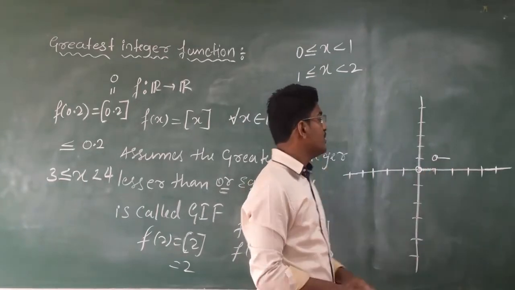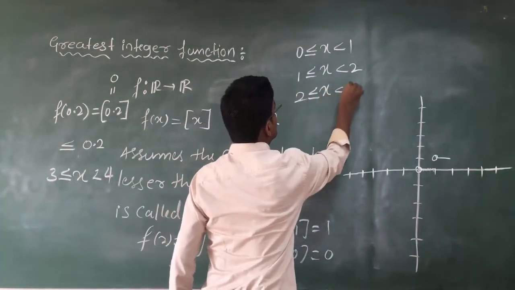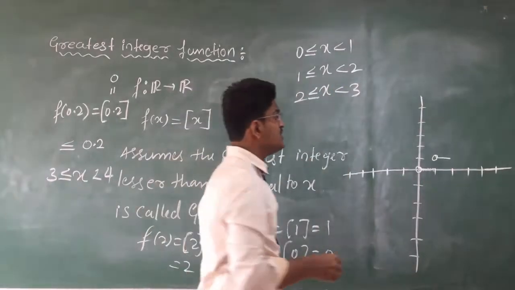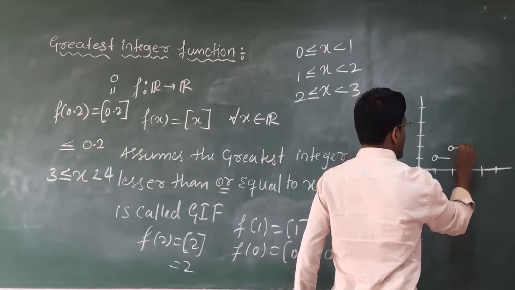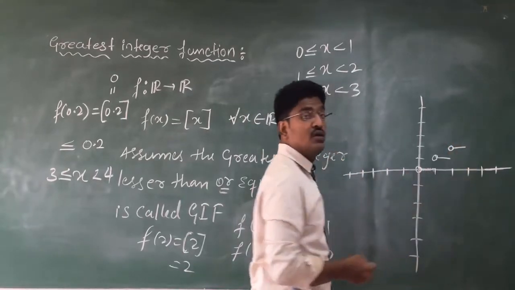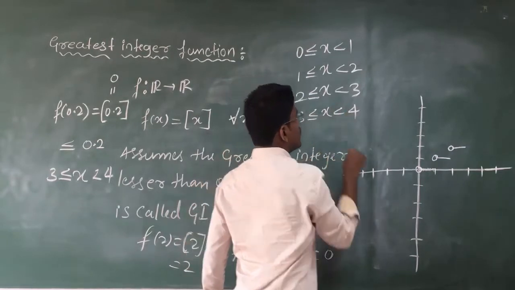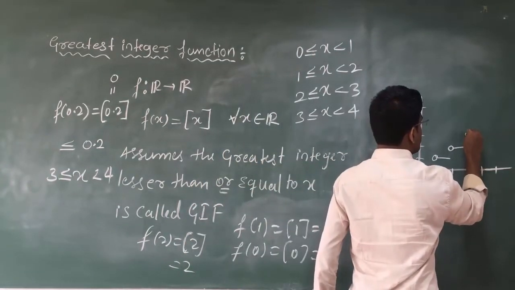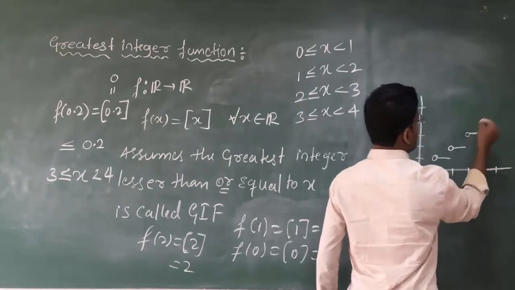Clear? Next, whenever x is in between 2 to 3, same again. All the numbers will gather at 2. Whenever x is in between 3 to 4, all the numbers will gather at 3. Clear?